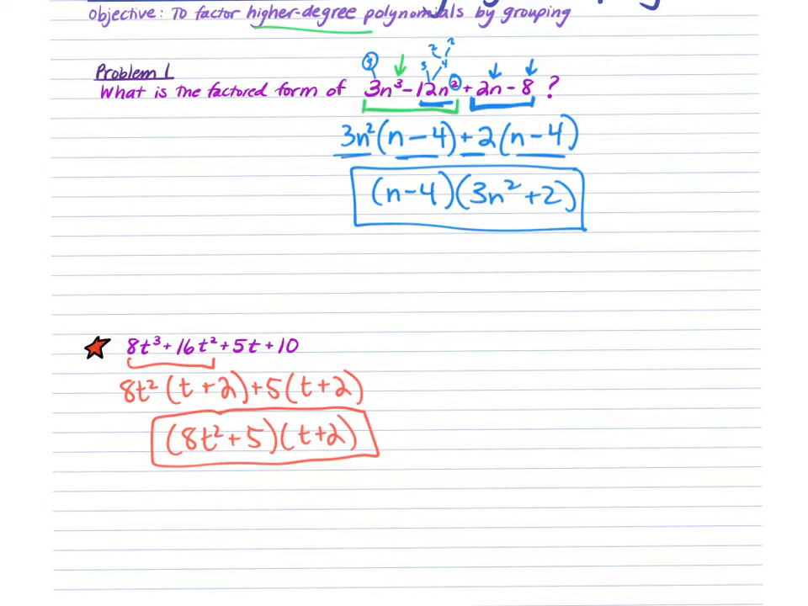Okay, hopefully you got 8t squared plus 5 times t plus 2. It's because the GCF of these 2 was 8t squared, which left t plus 2, and then the GCF of these 2 was 5, which left t plus 2. Pull out the t plus 2, and you're left with 8t squared plus 5.